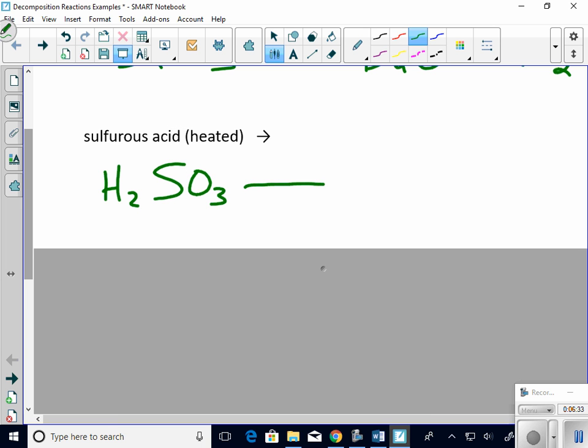Now, which of my reactions am I dealing with? Looking at your help sheet, 1 through 6, which one is this? Number 5. Excellent. An oxyacid heated. Now, oxyacid heated will give us a metal oxide and water.